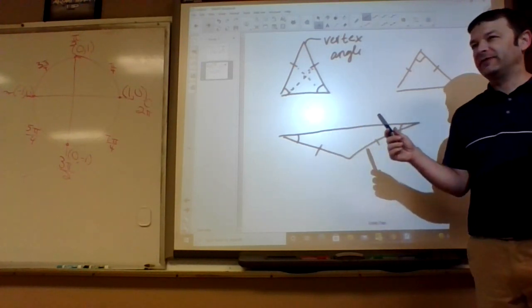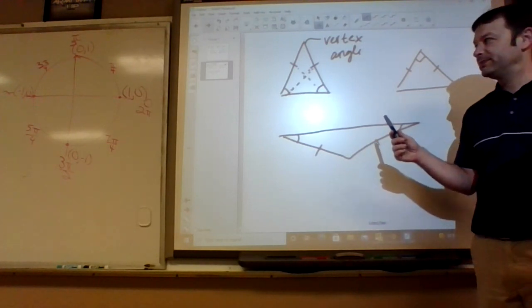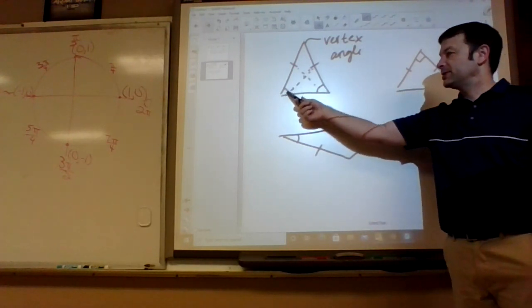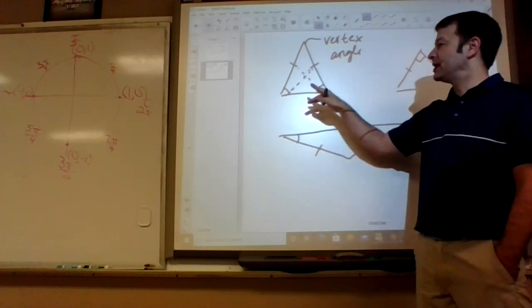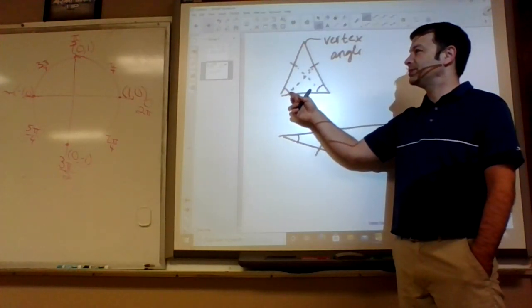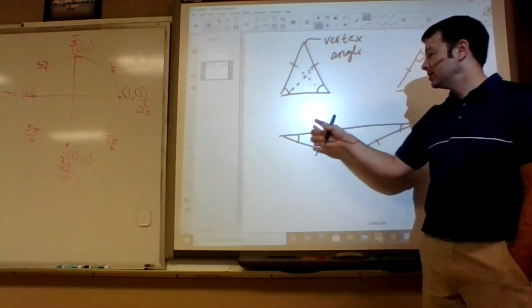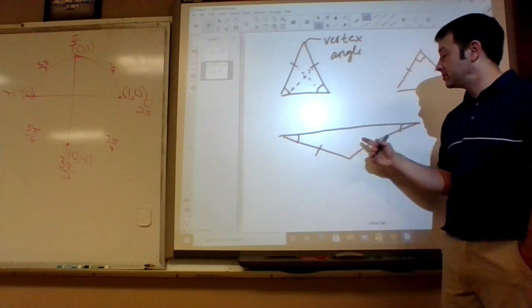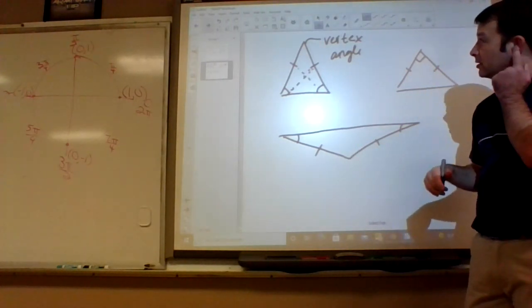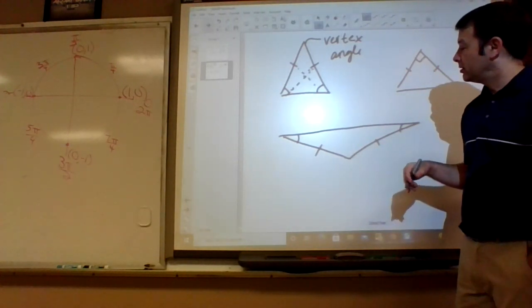The book calls it the converse of the isosceles triangle theorem. Isosceles triangle theorem: the base angles are congruent. You can just say in an isosceles triangle the base angles are congruent. That's the theorem. Or you can say if the base angles are congruent, then the legs are congruent.